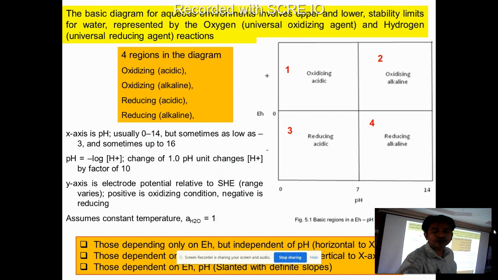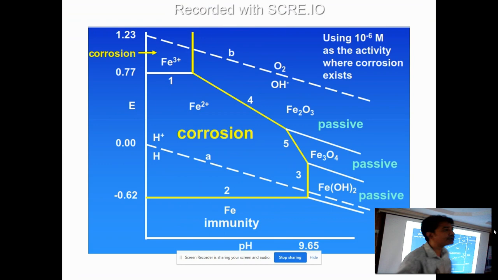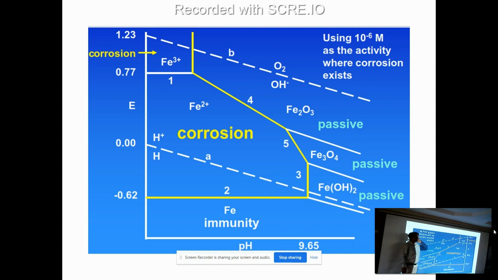So we assume activity to be 1. Now these are the types I have explained. Now you look at the iron case. This is the iron Pourbaix diagram. You see, in the iron Pourbaix diagram, we have a small box here and then a sloping line, and then there is another sloping line, another vertical line, a horizontal line, and then some sloping lines.